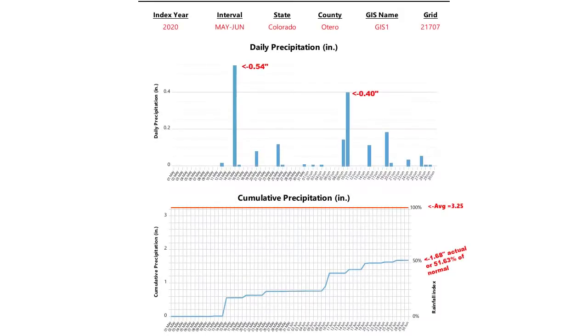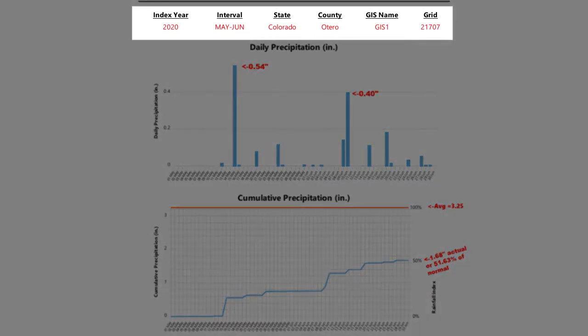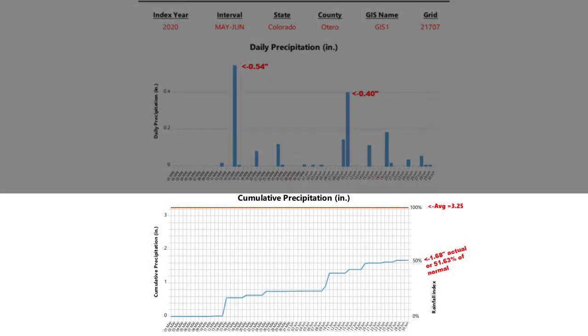This is typical in crop insurance. The more risk a producer takes, the higher the subsidy. The PRF coverage level can also be thought of as a trigger level, or the point at which indemnity payments begin. For example, referring to the May-June daily precipitation chart of Otero County, Colorado, grid 21707, you can see the May-June cumulative precipitation came in at 1.68 inches or 51.63% of normal.